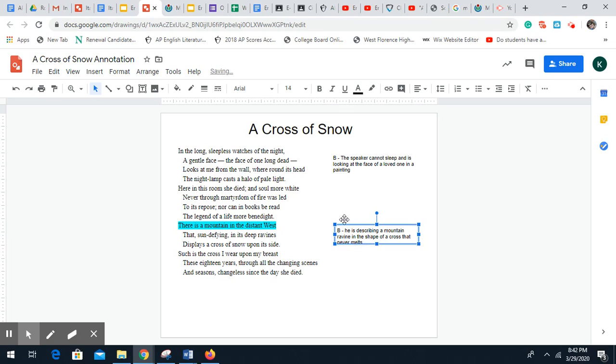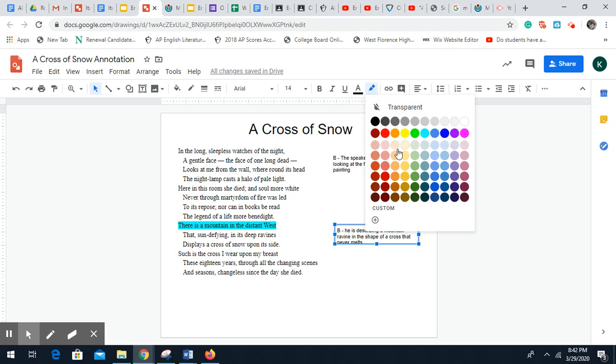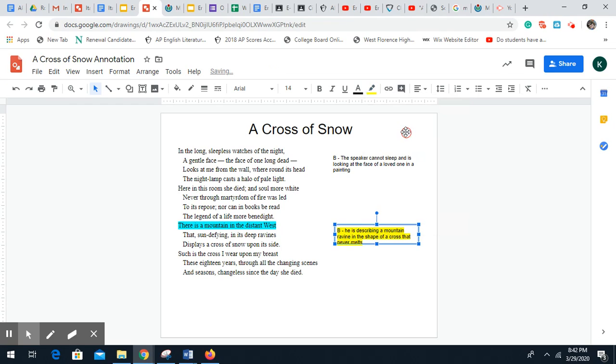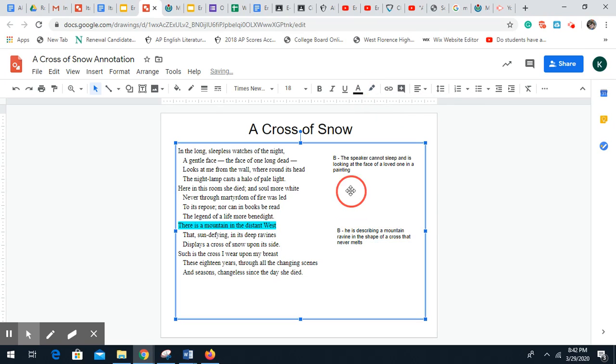So now the next thing in our BLAST is L for language. Okay. So if we go back to this first part, it's always interesting to me to look at the words that Longfellow uses to describe his wife, to describe this face that's looking at him from the wall. And I would, of course, ask my students to help me identify those. And maybe you are thinking of some as you're watching. Oop, I did not want to do that. Got to get out of there. There we go.